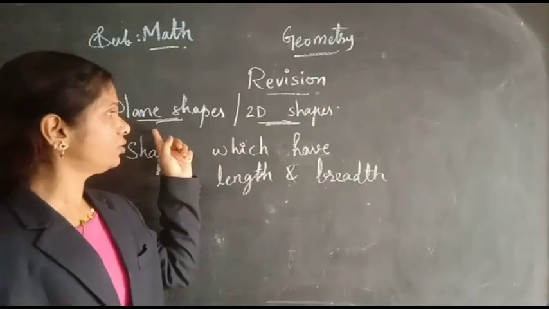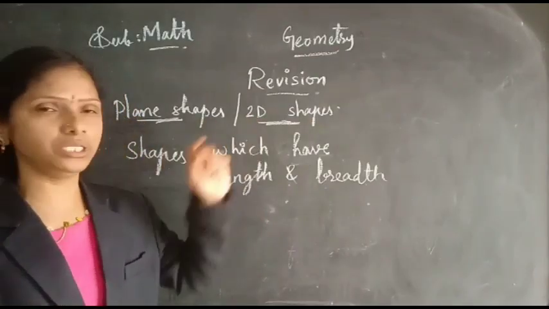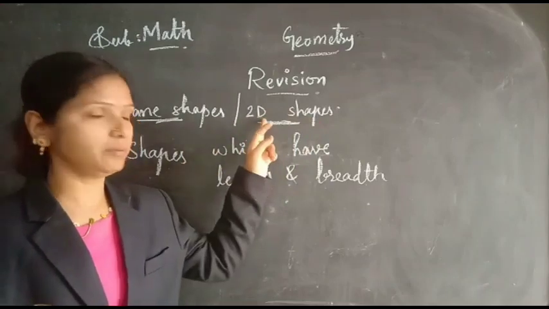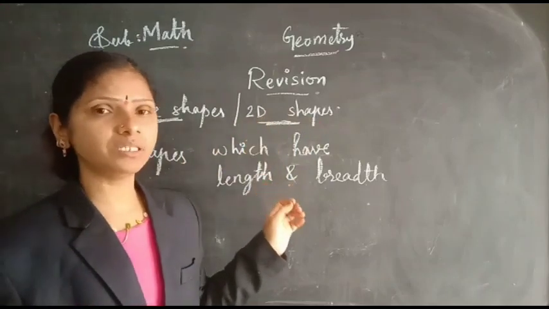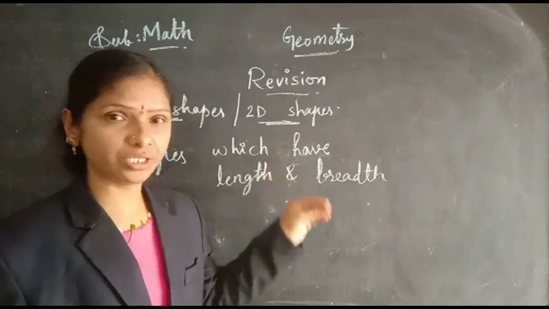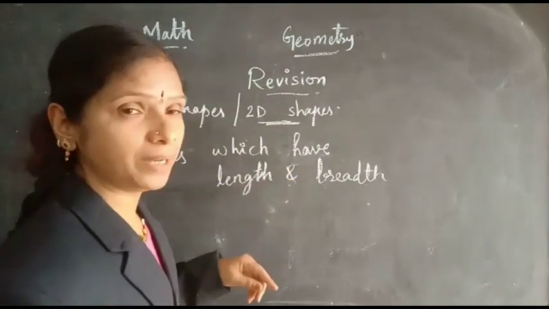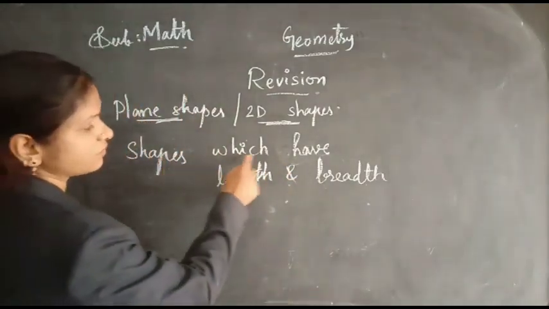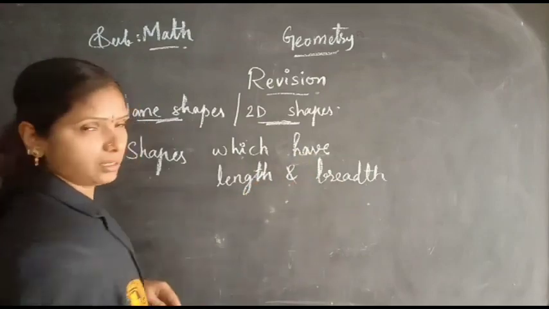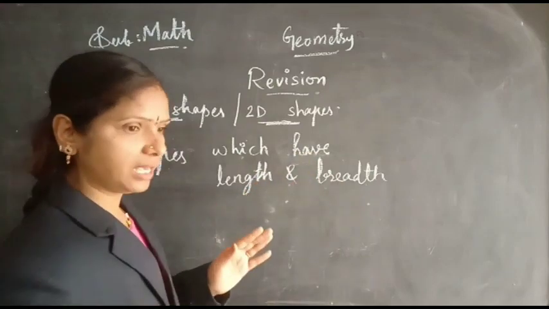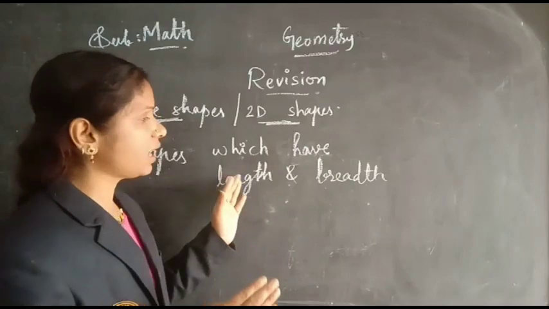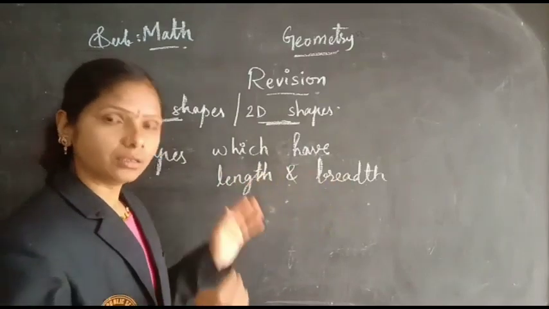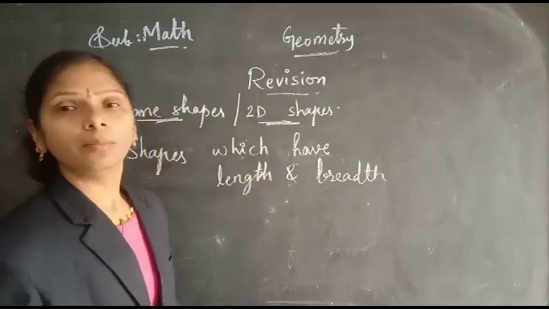Next, children, now we are going to learn about the plane shapes or 2D shapes. Already I told you, D is nothing but dimensions. Dimensions means with the shapes we measure. Now what are plane shapes? Shapes which have length and breadth. If any shape we are taking has only length and breadth, that type of shapes are called plane shapes.